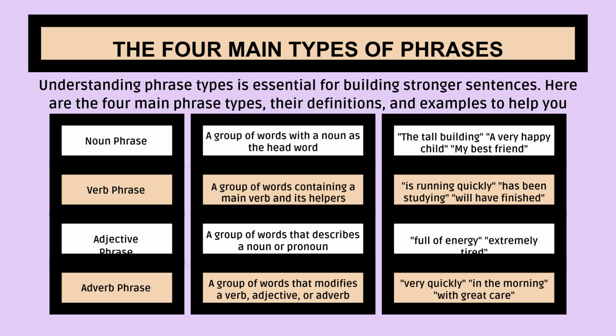There are four main types of phrases in English: noun phrases, verb phrases, adjective phrases, and adverb phrases. A noun phrase is built around a noun. A verb phrase is built around a verb. An adjective phrase describes a noun. An adverb phrase modifies a verb, adjective, or another adverb.